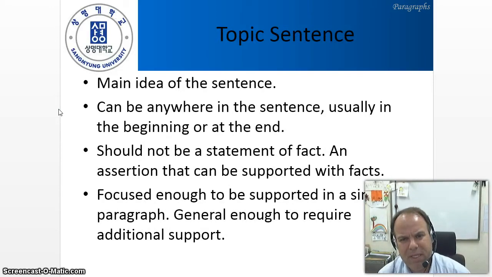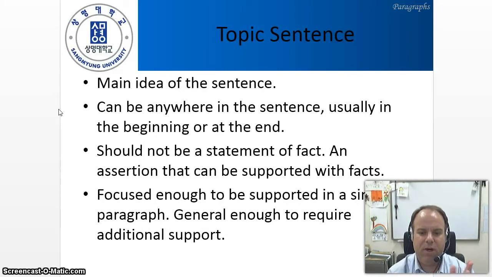So let's delve a little bit deeper into topic sentences. Topic sentences are the main idea of a paragraph. They can be anywhere in the paragraph, usually in the beginning or the end. They should not be a statement of fact. An assertion that can be supported with facts is generally what's used. Now, like I said before, there are some instances in which you might use a fact for a topic sentence. They need to be focused enough to be supported with a single paragraph, but they need to be general enough to require additional support. That's why facts don't often make a very good topic sentence, because it's a little more difficult to support facts. Now, that can depend upon a number of different factors as well that we'll mention a little bit later.